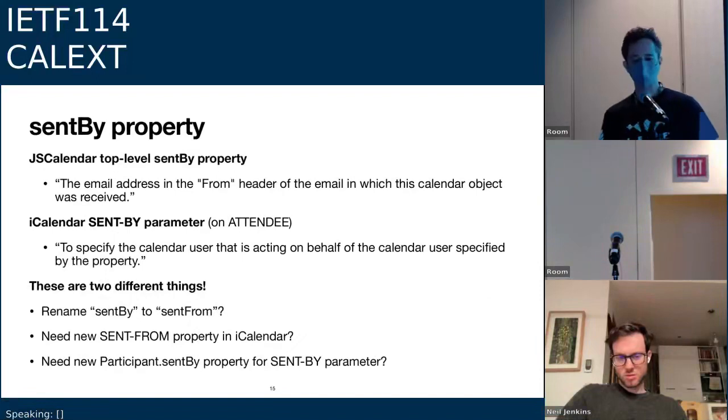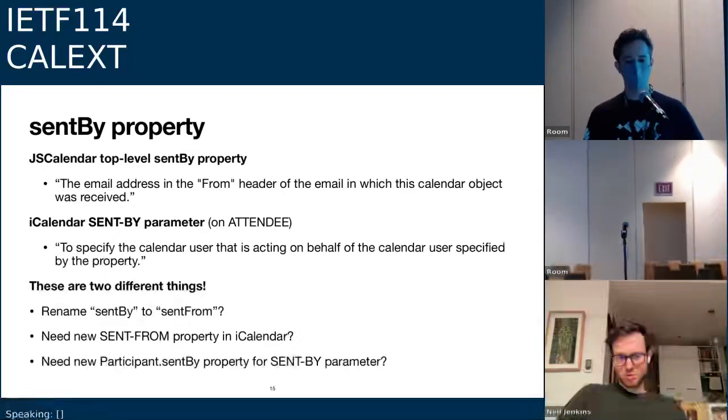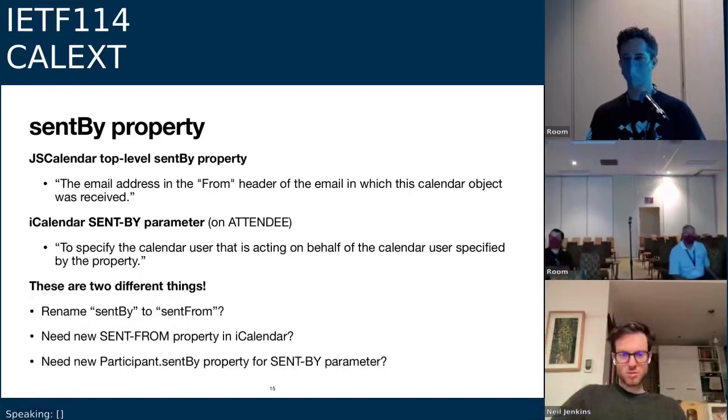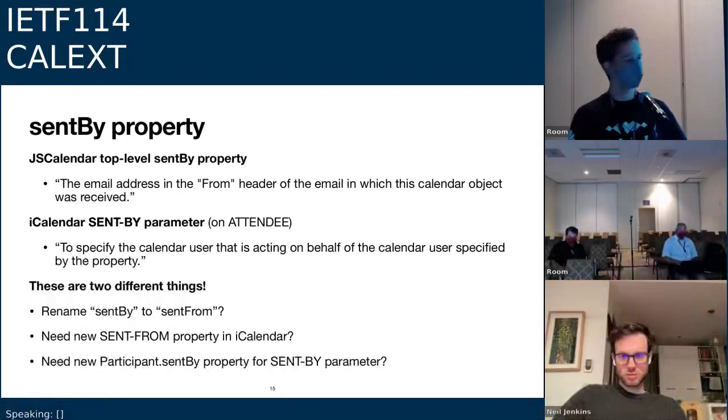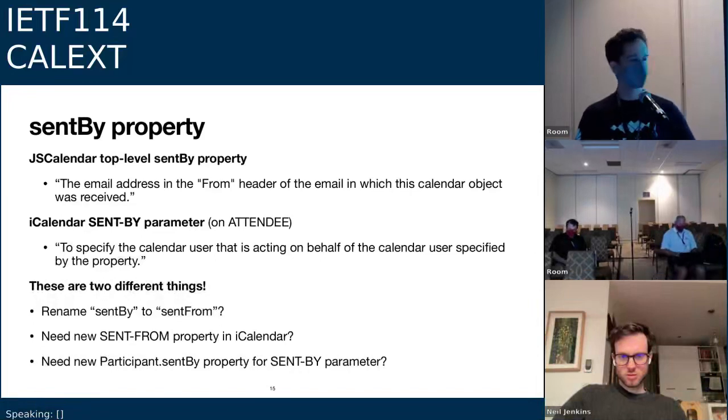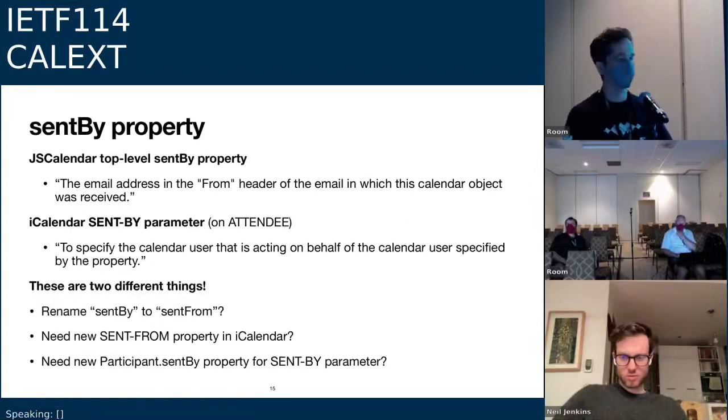Okay, send by, I'll make this quick. So there is a send by property in JS Calendar defined to be the email address of the from header from the email that this calendaring data got received from. There is a send by parameter on an attendee in iCalendar, which is defined differently. I wonder if we should rename send by in JS Calendar to send from, because it doesn't use the same name for something different. And the question is also, do we need to preserve the send by parameter from iCalendar on a participant? I would say yes. Any quick opinions on that?